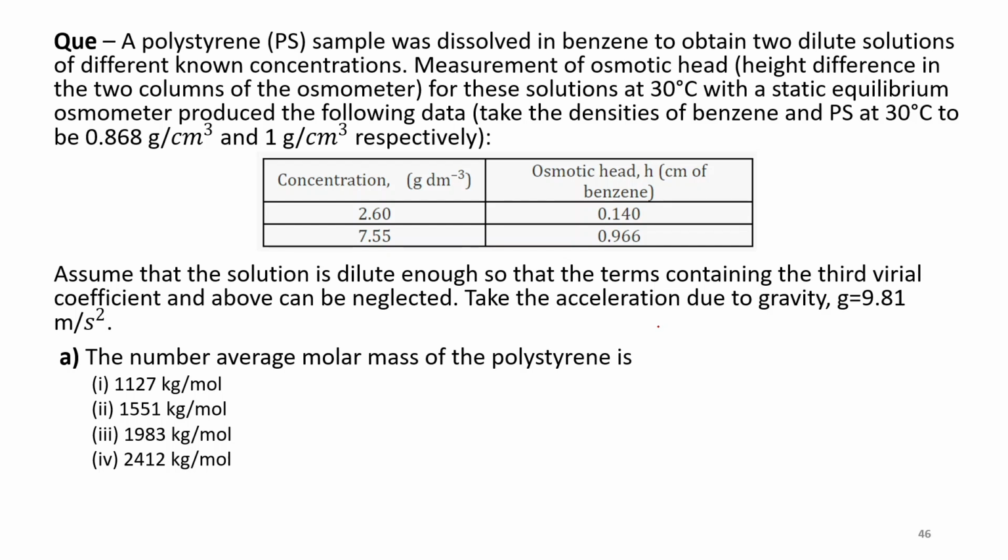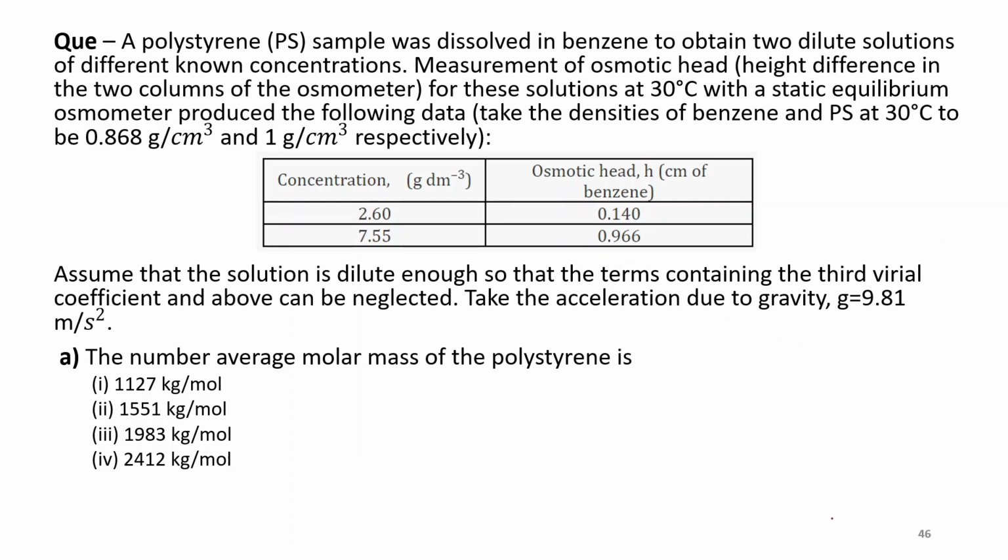A polystyrene PS sample was dissolved in benzene to obtain two dilute solutions of different known concentrations. So we have polystyrene in benzene, in two different concentrations, which generate two different osmotic heads. The measurement of osmotic head, which is nothing but the height difference in the two columns of the osmometer, for these solutions at 30 degrees Celsius with a static equilibrium osmometer, produced the following data.